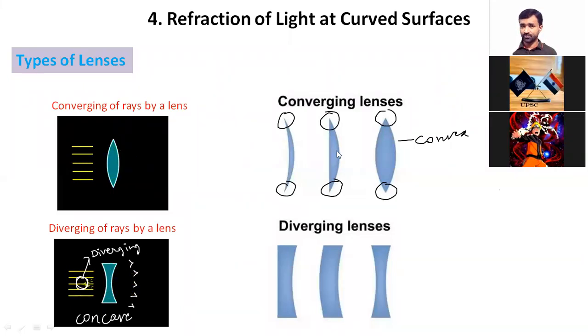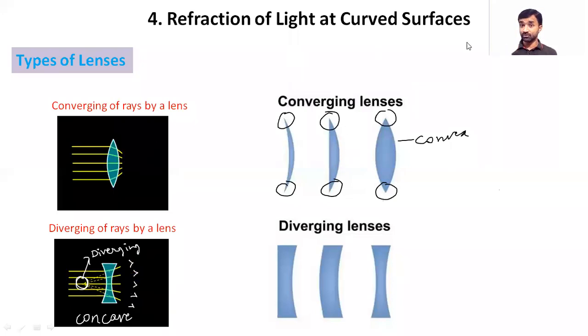Any confusion? Why are they called converging? Why are they called diverging? Based on the behavior of light rays after refraction from them, right? We can only observe this with a parallel beam of light rays, parallel to the principal axis. What is the principal axis? We will learn.